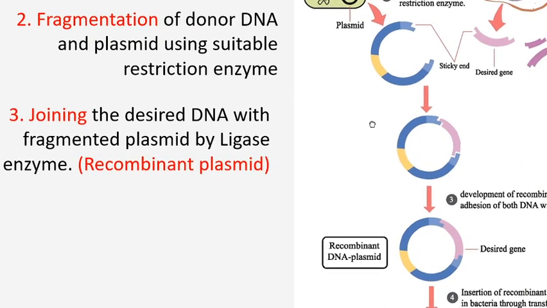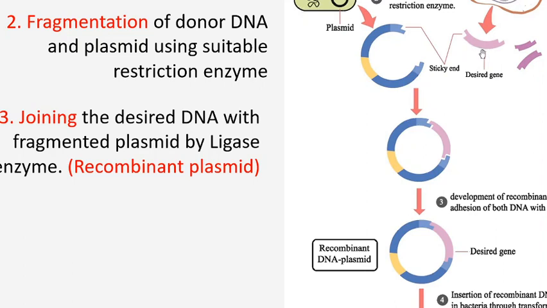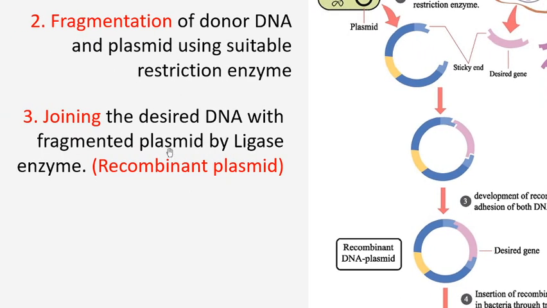So what we do now is attach the insulin desired gene with the open-ended plasmid. So how do we join this? We join these two segments using a specific ligase enzyme. The function of ligase enzyme is to attach two DNA segments. So now a plasmid has been created.